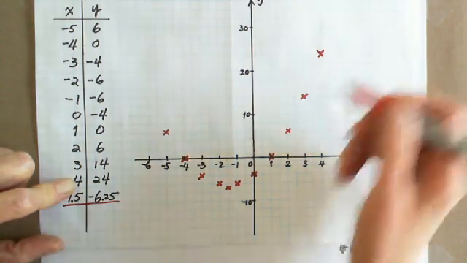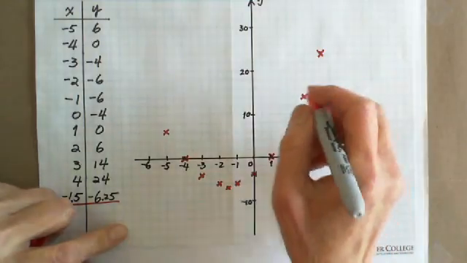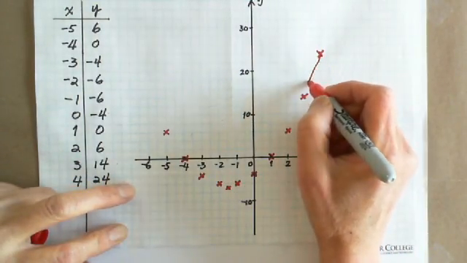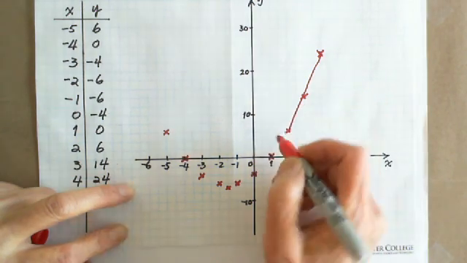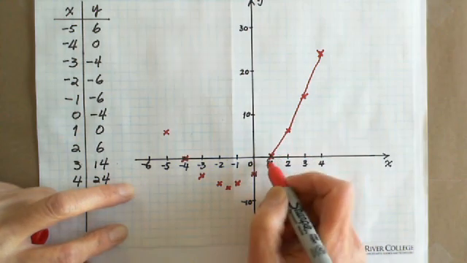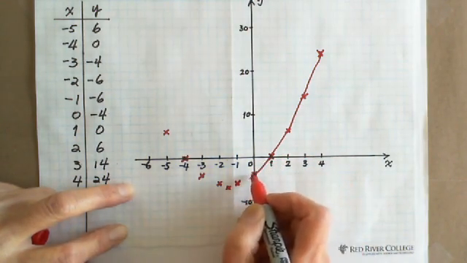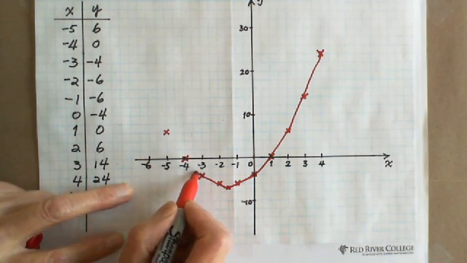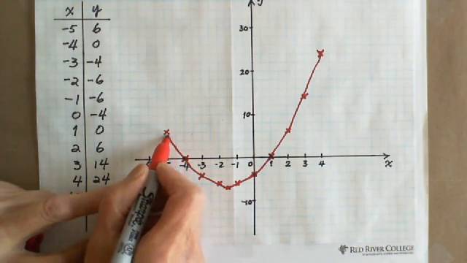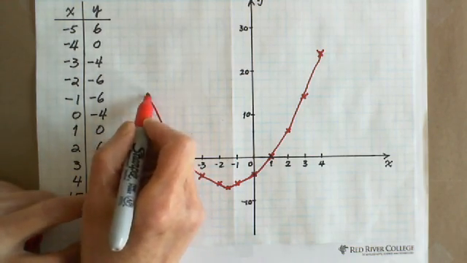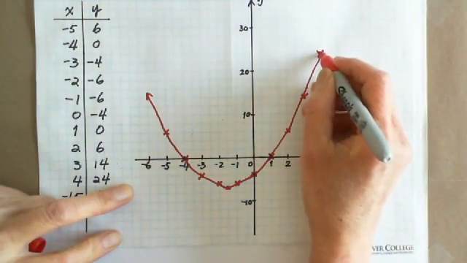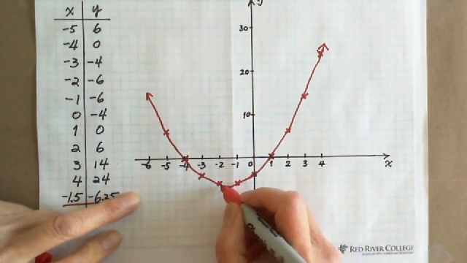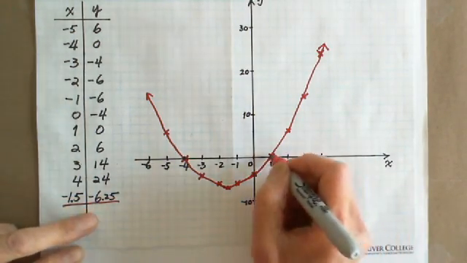So we can join these points with a smooth line, a curve, and join. Extend a little bit. You can see these 2 points.